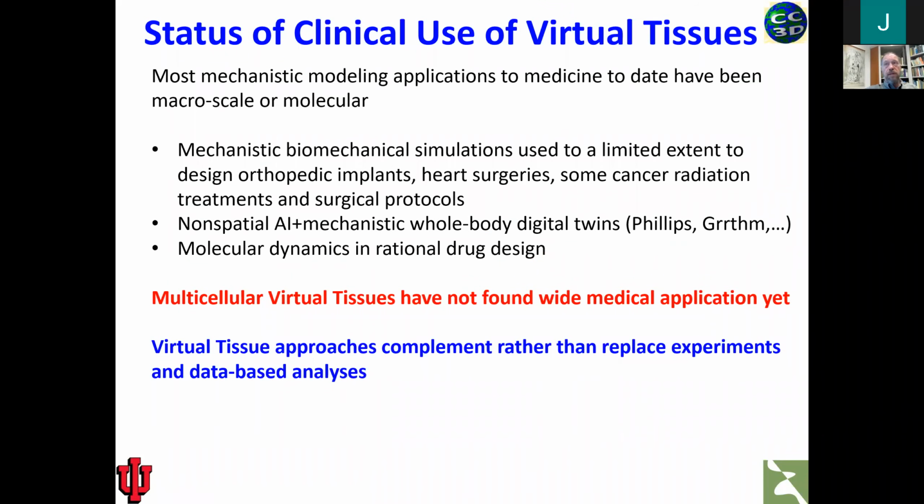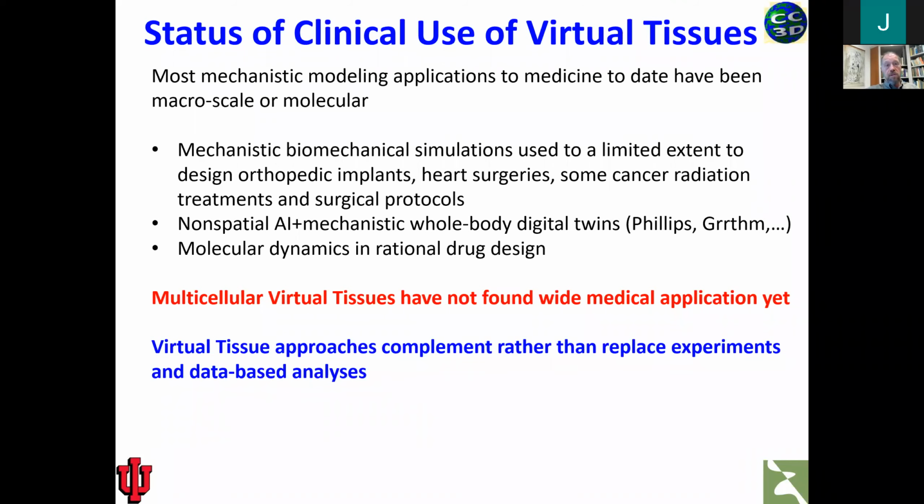If we come to clinical applications, there are what we would call virtual tissue models that are used clinically. Typically, these are continuum virtual tissue models, that is, models that don't include individual cells. Places where they're used a lot would be the design of orthopedic implants. If you have a knee replacement, that's often designed using a mechanics virtual tissue model. There are non-spatial models, what are called virtual twins, which do data mining to try to predict how your health will change in time. There are molecular dynamics studies of individual molecules, which I mentioned for rational drug design.